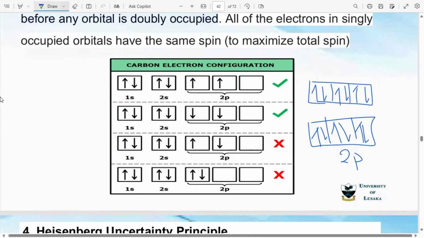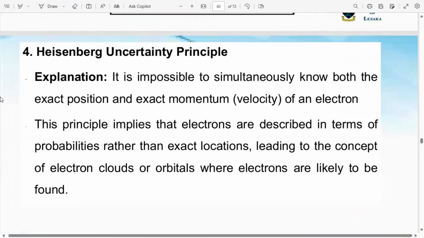Hund's rule. Using these 3 rules that I've talked about, which are the Aufbau principle, the Pauli's exclusion principle, and Hund's rule, we should actually know how each and every electron is going to occupy the atomic orbitals in an atom. And there are examples here of some atoms that are included.